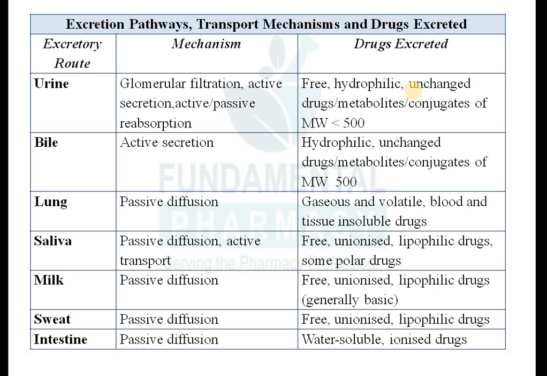Now, what is the mechanism? There is glomerular filtration. Then active secretion is there. Passive reabsorption is there. If you know the process of urine formation, you will easily understand these words: glomerular filtration, active secretion, reabsorption.